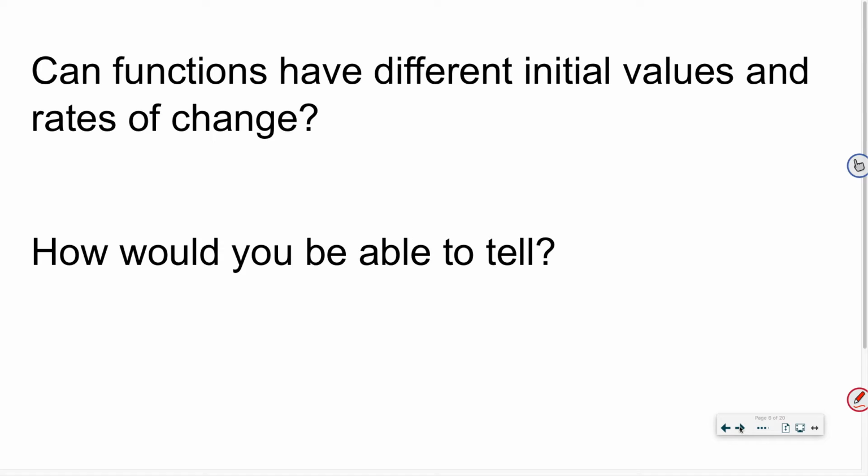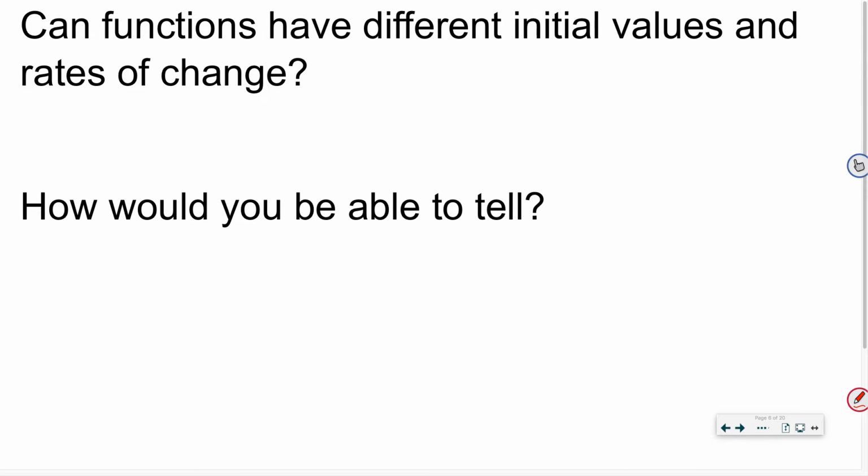Could a relationship begin at a different value? Could it grow at a different rate? Yeah, I see you nodding your heads. Yes, absolutely. What if today it snowed at 1.5 inches per hour, but then tomorrow we had a blizzard and we had 5 inches of snow every hour? We'd still have all the snow on the ground from yesterday, so our initial value would probably be higher. And then we would see our rate of change.